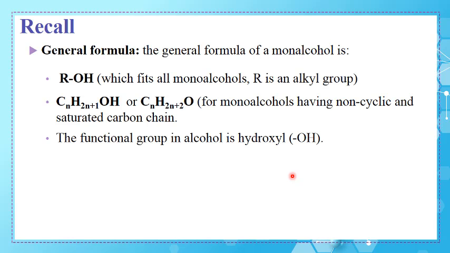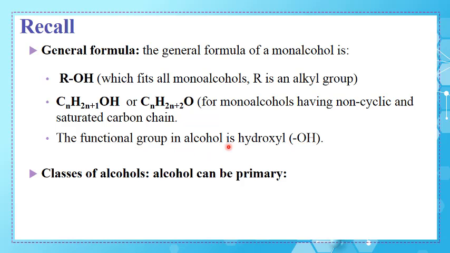First, let's recall that the general formula of monoalcohol is ROH or CnH2n+1OH or CnH2n+2O. And we know that the functional group of alcohol is the hydroxyl group OH. And we know that alcohols are classified in 3 classes.